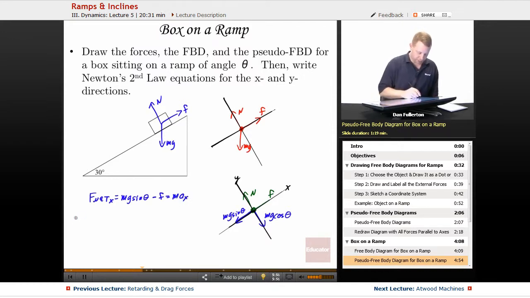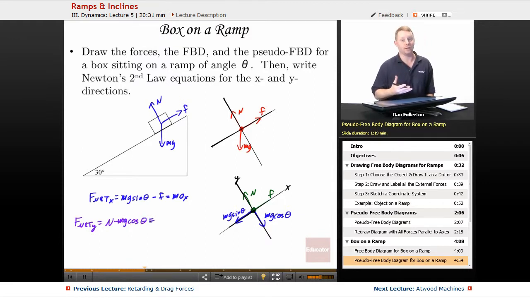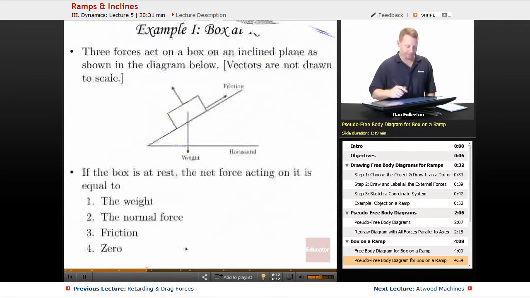And in the y direction, net force in the y equals N minus mg cos theta, which is equal to may, but the box is sitting on the ramp. It's not going to accelerate off the ramp, nor is it going to fall through the ramp anytime soon, so that's all equal to 0. So that would work. Let's do an example here.